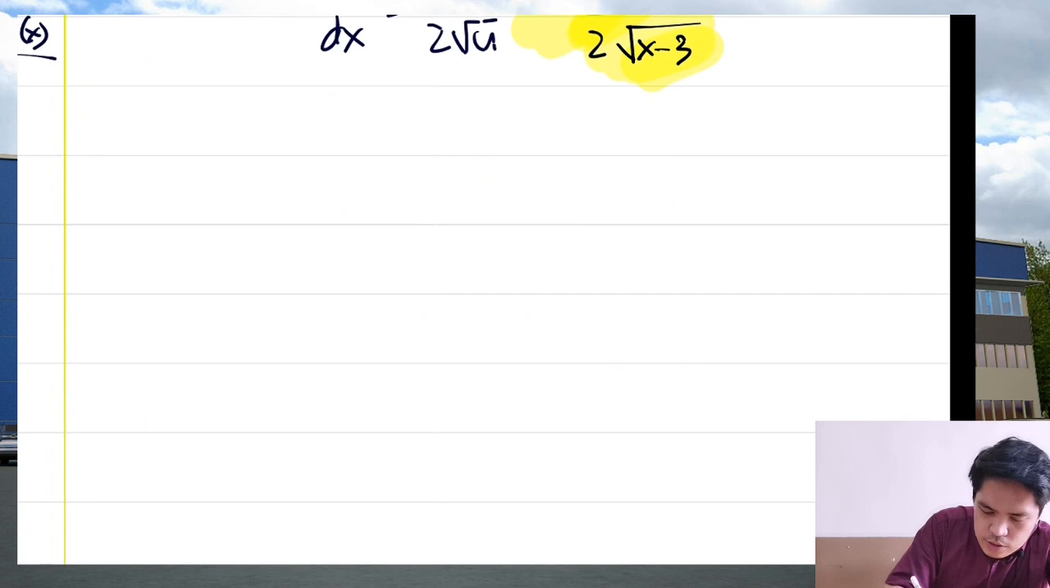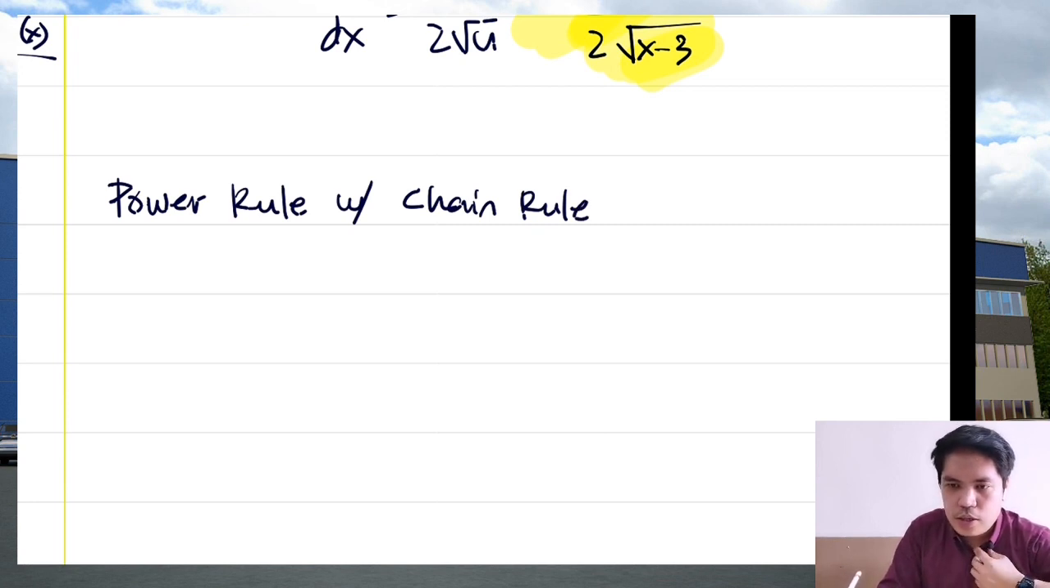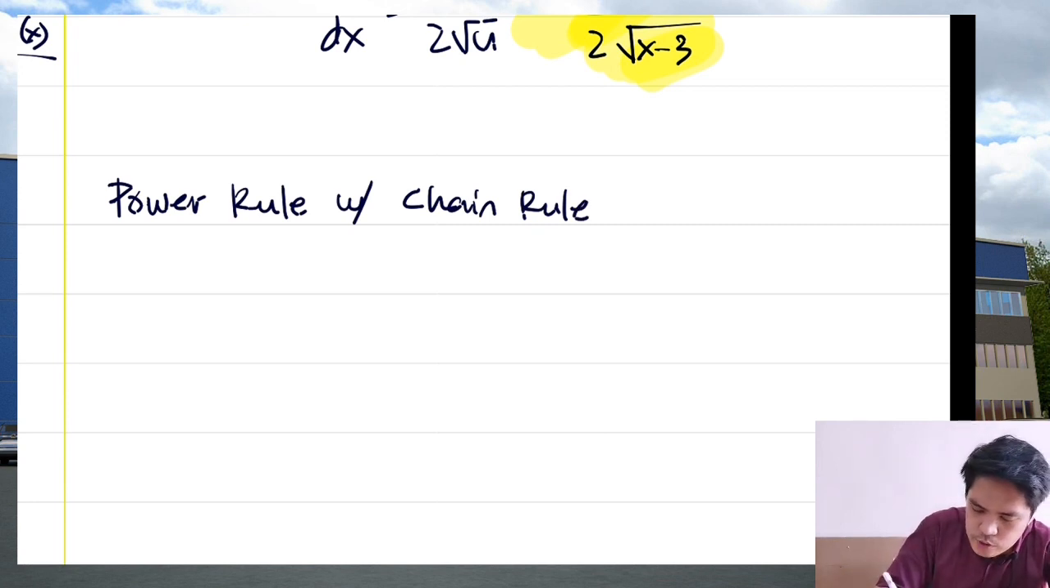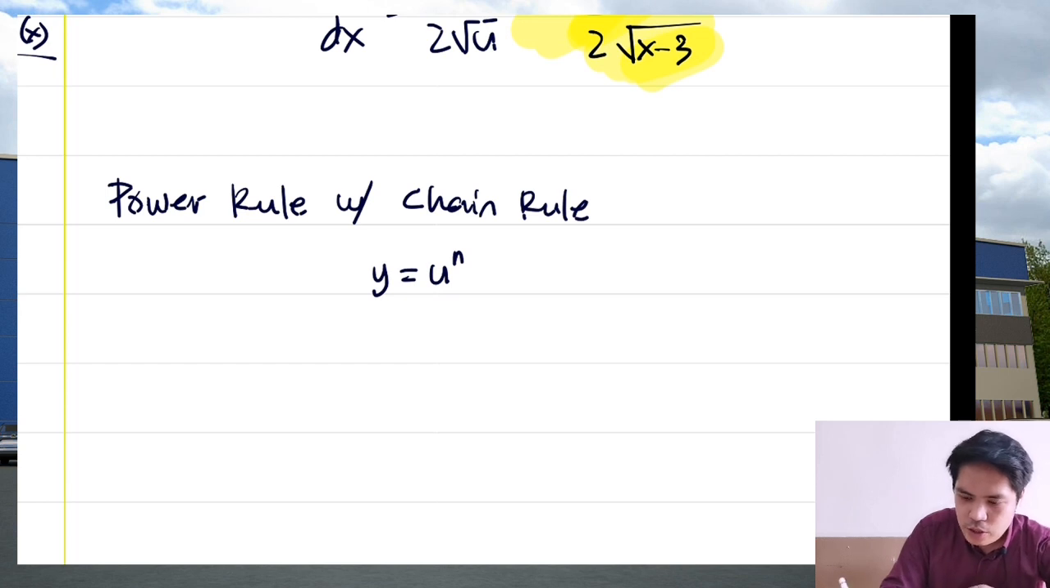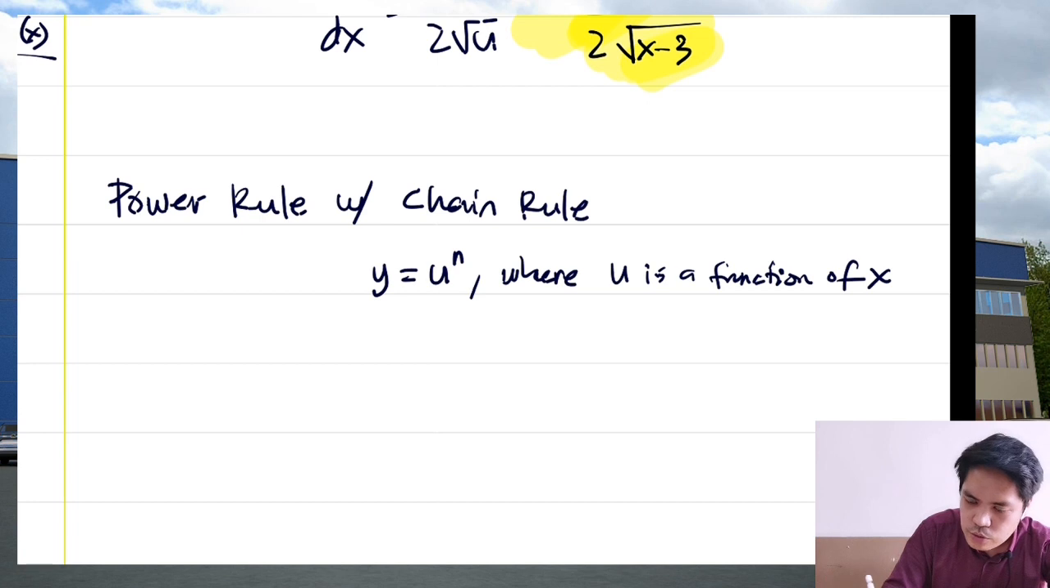So next, let us have the power rule combined with the chain rule para mas madali yung mga solutions natin. Okay, so if we have a function y equal to u raised to n, so applying the chain rule, where of course u is a function of x. Okay, so applying the chain rule to this expression, we will have dy over dx equal to the derivative of the mother.